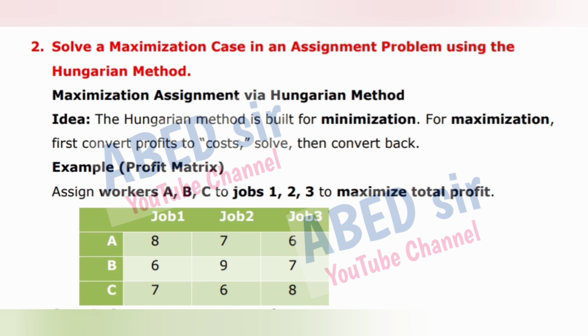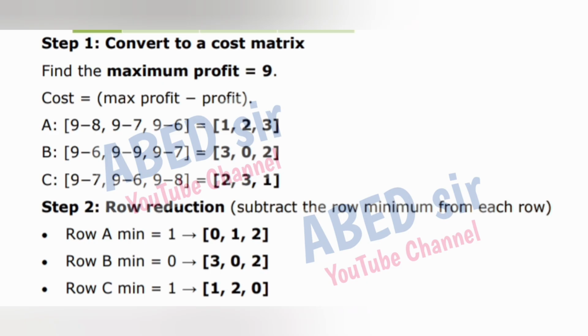Job 1 to Job 3: A 8 7 6. B 6 9 7. C 7 6 8. Step 1. Convert to a cost matrix. Find the maximum profit, which is equal to 9. Cost is equal to max profit minus profit.